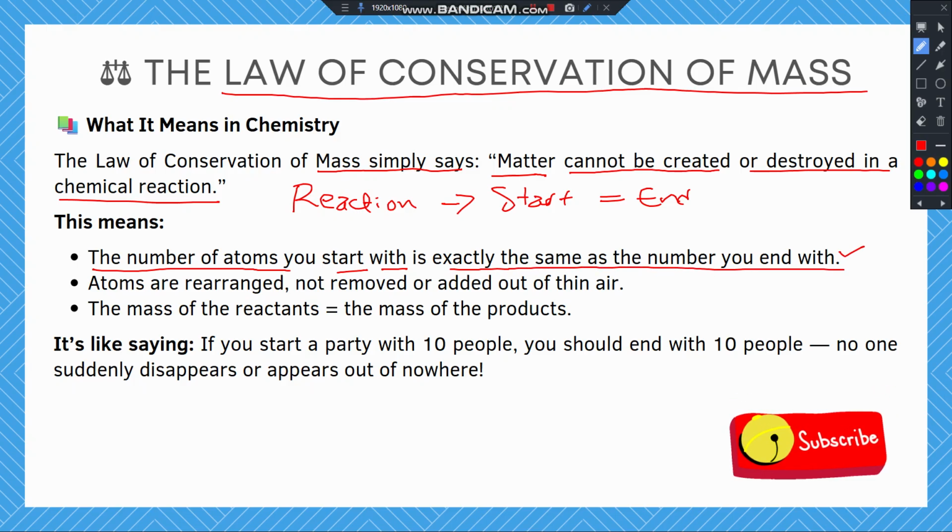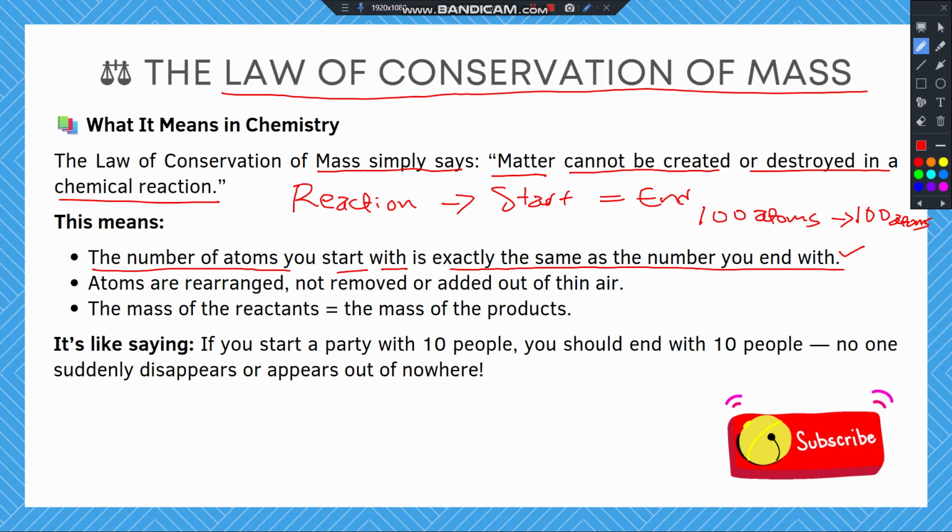So if you started a chemical reaction, for example, with let's say 100 atoms, it means you must end that same reaction with 100 atoms. No single atom will be created and no single atom will be destroyed. However, they can change from one state of matter to the other. We're going to get to that point very soon, okay? But for now, just know that during a chemical reaction, matter is not created nor destroyed.